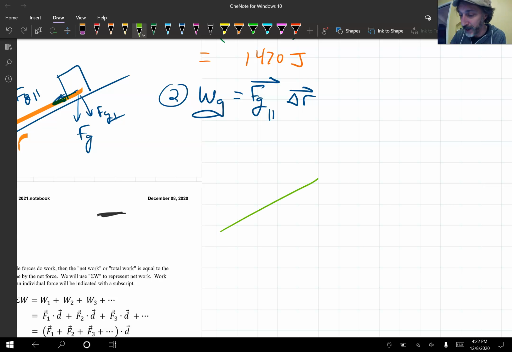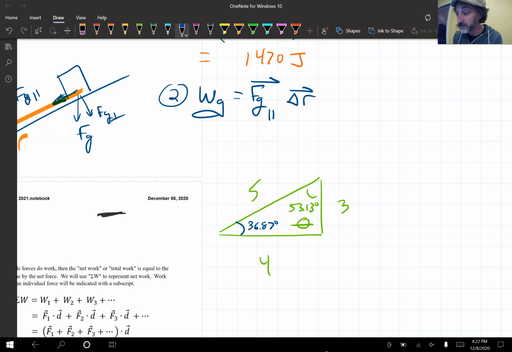All right, so here's our ramp. So this guy's 5, this guy is 3, this guy is 4. This angle we'd figured out a minute ago was 53.13 degrees. That's what we called theta before. This guy down here is going to be 90 minus that. So that's going to give you 36.87 degrees, right?